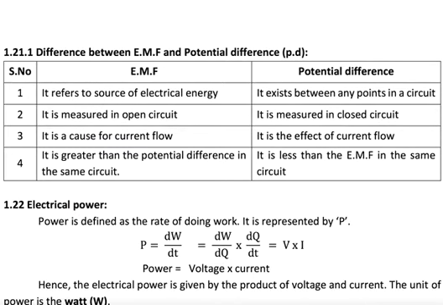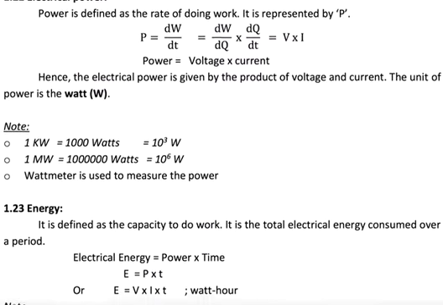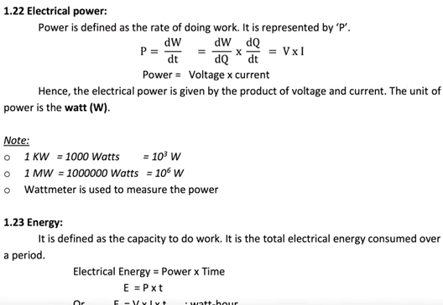The potential difference is less than the EMF in the same circuit, because EMF is the cause and PD is the effect.